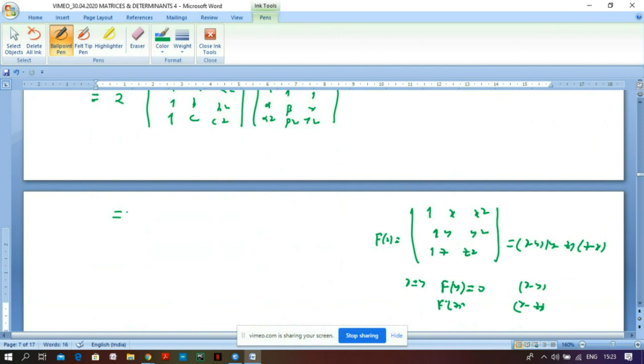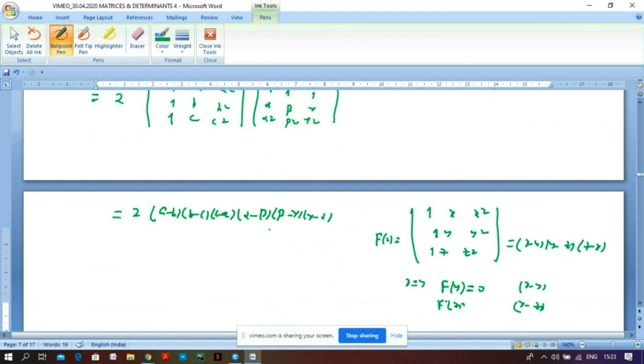So we use this twice, and I just get a minus b, b minus c, c minus a, and then alpha minus beta, beta minus gamma, gamma minus alpha. That's what we will get directly by doing this one.